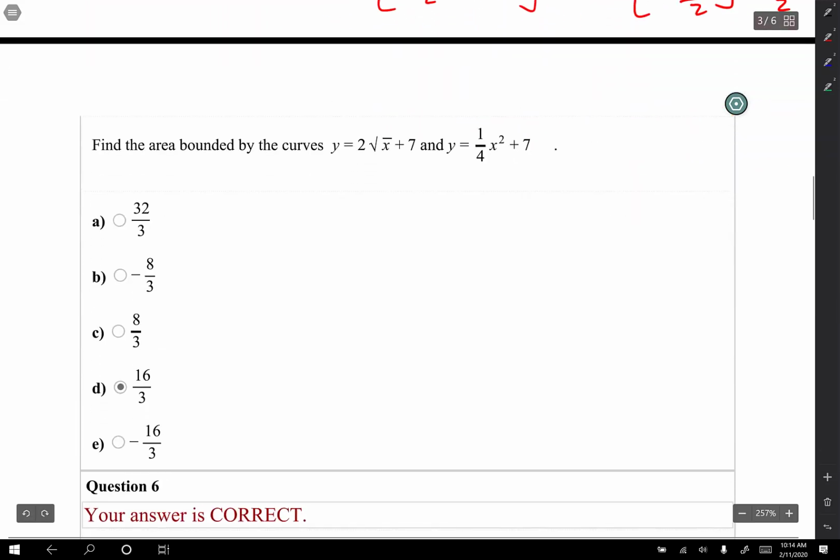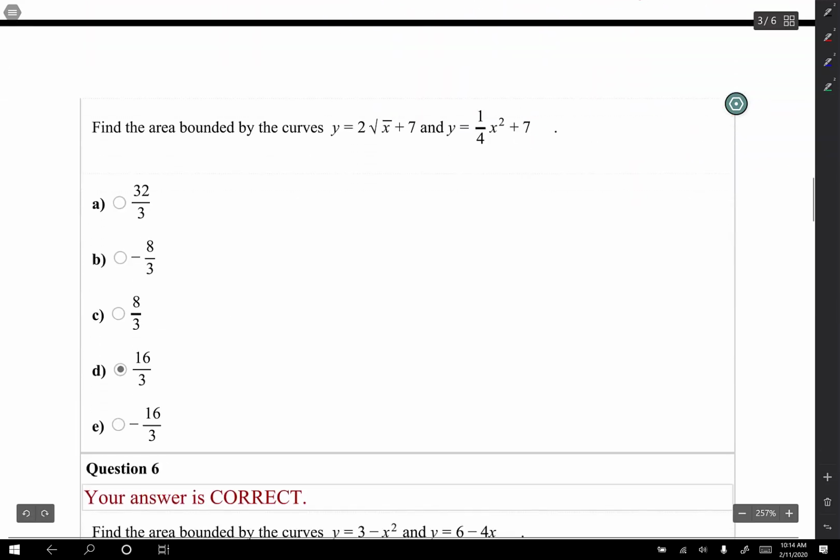On this one, it says find the area bounded by the curves y equals 2 square root of x plus 7 and y equals 1/4 x squared plus 7. Here's what I notice: the y-intercepts are the same. So when I graph this, they both start off like this. The square root function is going to look like that, and the parabola is going to look like this. And they intersect at a certain location, and they want that area.